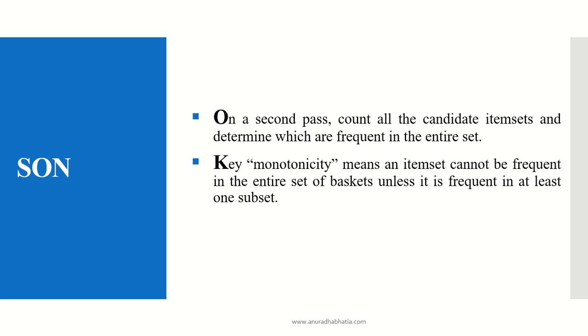Now, on a second pass, we count all the candidate items and determine which are frequent in the entire set. One key monotonicity means that an item set cannot be frequent in the entire set of baskets unless it is frequent in at least one subset. This is a basic definition: when we say that anything is frequent, it means that it is repeated in one or more transactions, and then it is known as a frequent item set.